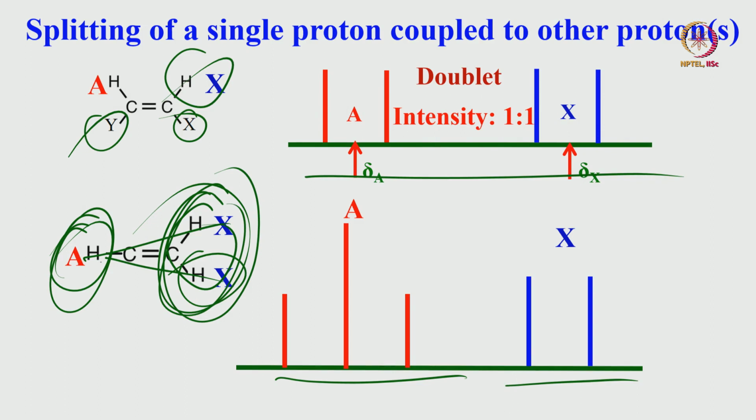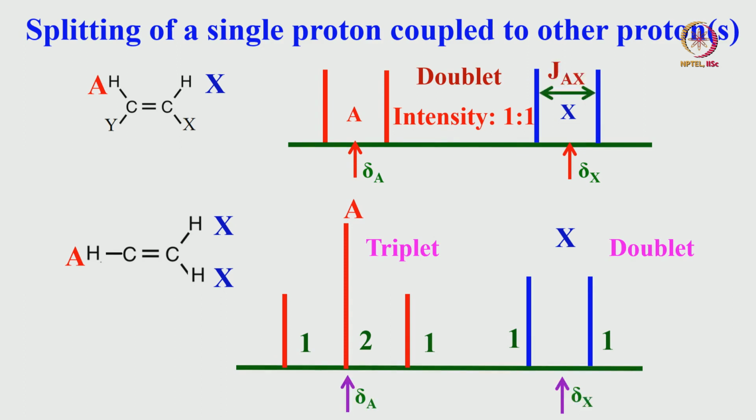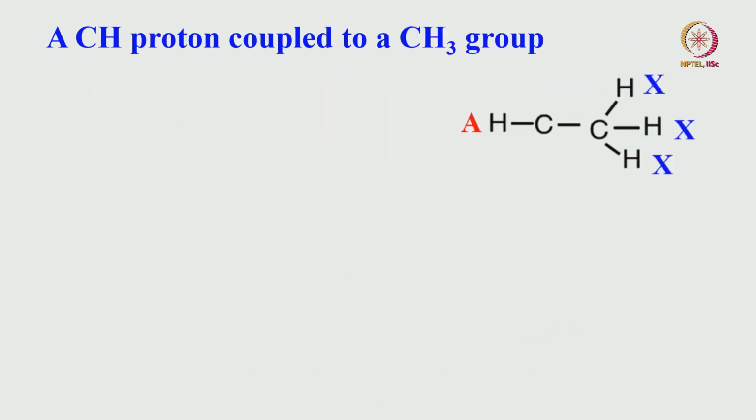When I have CH coupled to CH2, CH is going to be a triplet, whereas CH2 is going to be a doublet. See this, I am sorry, this CH is going to be a triplet, this CH2 is going to be a doublet. This is what it is. This is called a triplet and this is called a doublet. So, the center of this gives you the chemical shift of A and X and separation gives you J coupling.